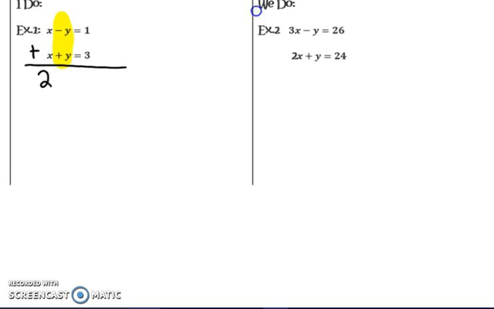Well, x plus x gives me 2x, and 1 plus 3 gives me 4. I'm going to solve my equation for x by dividing by 2 on both sides, and I'm going to get x is equal to 2.